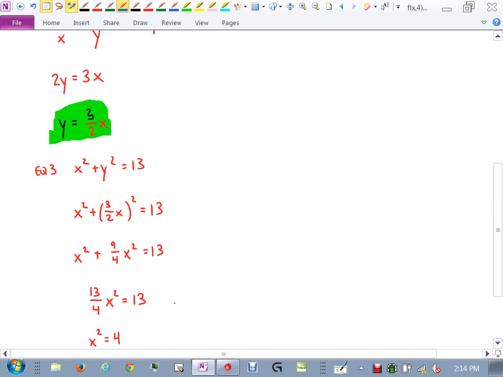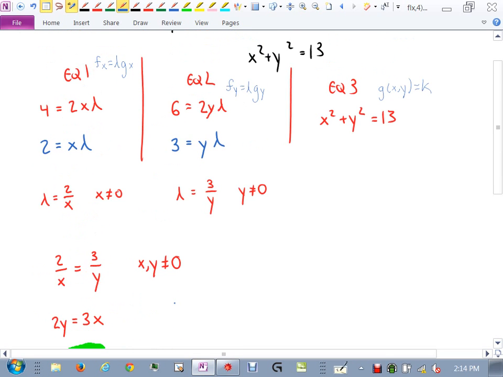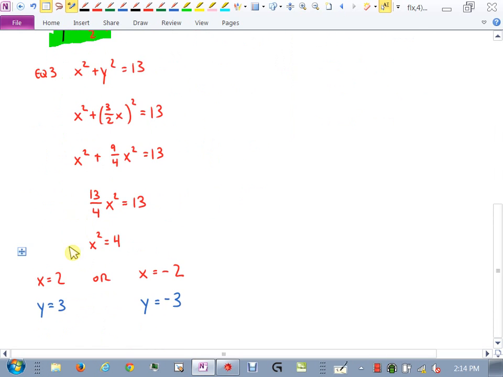And then lambda. I don't necessarily need lambda, but what did we say? Lambda was 2 over x, or lambda was 3 over y. So what's 2 over x? In this case over here, what's 2 over x? 1, so lambda is 1. Over here, what's 2 over x? Negative 1, so lambda is negative 1. Do you see that I found an x, a y, and a lambda that make everything work, right?